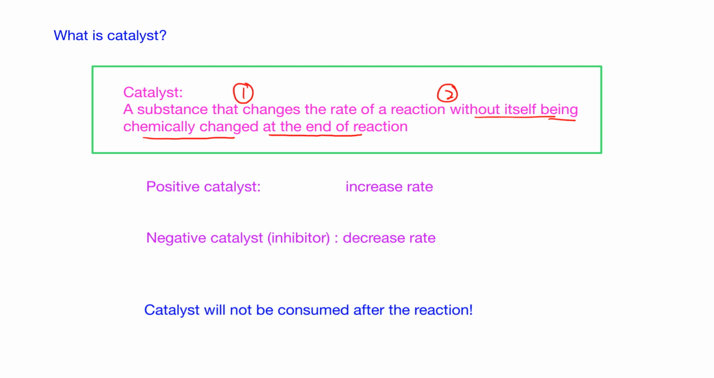So there are two types of catalysts. One type is called positive catalyst. It can increase the rate of reaction. But some of the catalysts will be negative catalyst. It is also known as inhibitor. They will decrease the rate of reaction. Normally, you can find this one in human bodies, in biology, things like that. So in general, catalysts will not be consumed after the reaction. This is very, very important. Will not be consumed after the reaction.